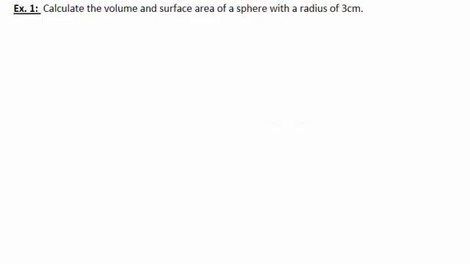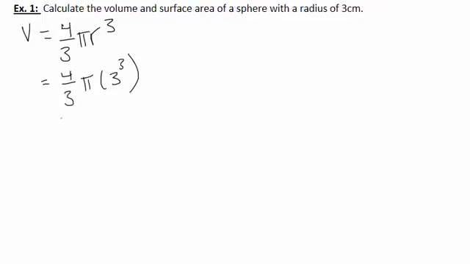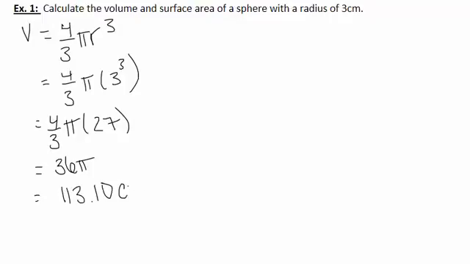Example 1, calculate the volume and surface area of a sphere with the radius of 3 centimeters. So let's start with the volume. So we know that the volume of a sphere is equal to 4/3 pi r cubed, and we know our radius is 3, so we'll plug that in for r. Now we simplify it. Our final answer comes out to 113.10, and it's centimeters cubed because it's volume.